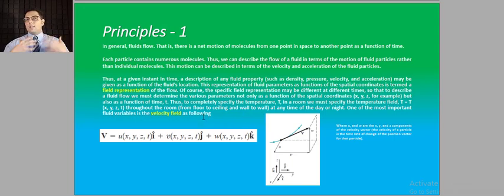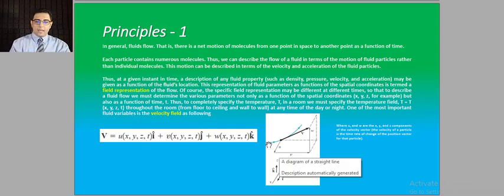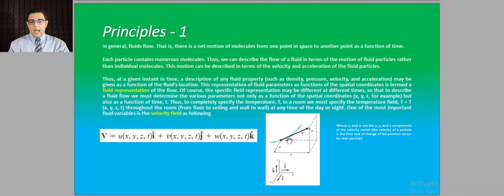The most important field that we're going to discuss is the velocity field, defined as: V = u(x, y, z, t) i hat + v(x, y, z, t) j hat + w(x, y, z, t) k hat. It means that every component of the velocity field has to be a function of x, y, and z, and most likely the time that's passing by. As you see here, we have the velocity vector.